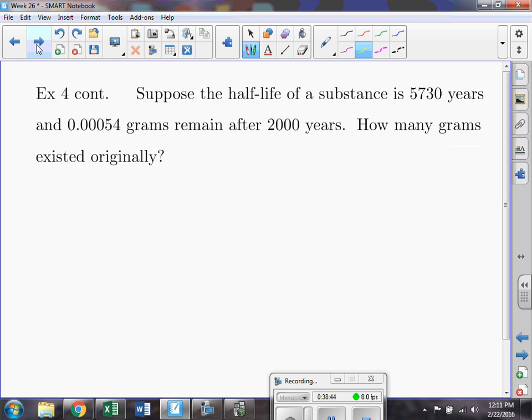Let's continue this further. The half-life of a substance is 5,730 years, and 2,000 years later, we have the remaining amount. How much did it have to begin with?